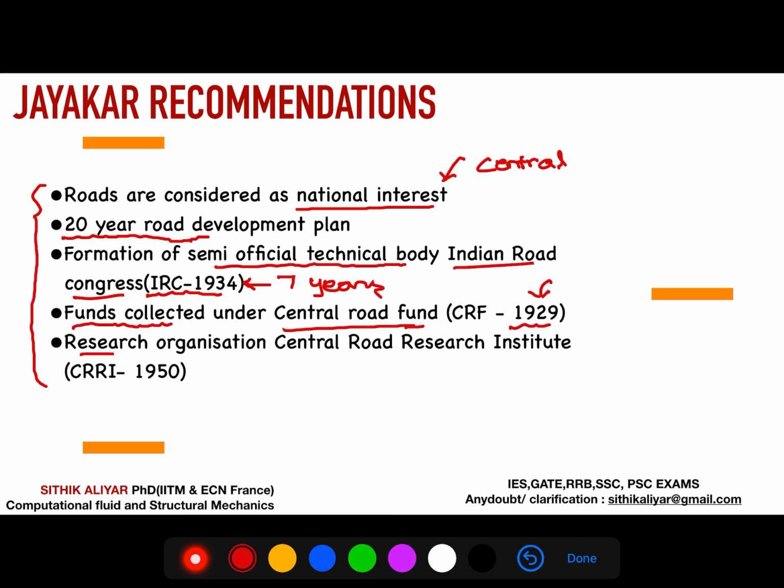The next suggestion by JAYAKAR was a separate research organization for the road. Somebody should sit and do the research pertaining to the roads. So all the modern equipment and techniques happening across the world will be researched by them, and they will suggest modern equipment to our workers, so that we keep up to date. We cannot only follow the 1930s or 1940s rules, right? It was a very good suggestion. So under Nehru they introduced CRRI, the Central Road Research Institute, in 1950.